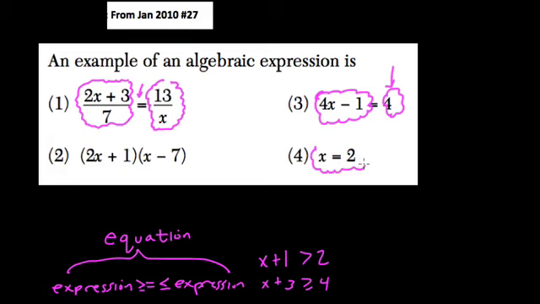Choice 4 is an equation, right? x is equal to 2. But choice 2 you can tell is different. Here we just have two terms being multiplied. And that means you have an expression. We lack that relationship between two expressions, so we don't have an equation. All we have is an expression.